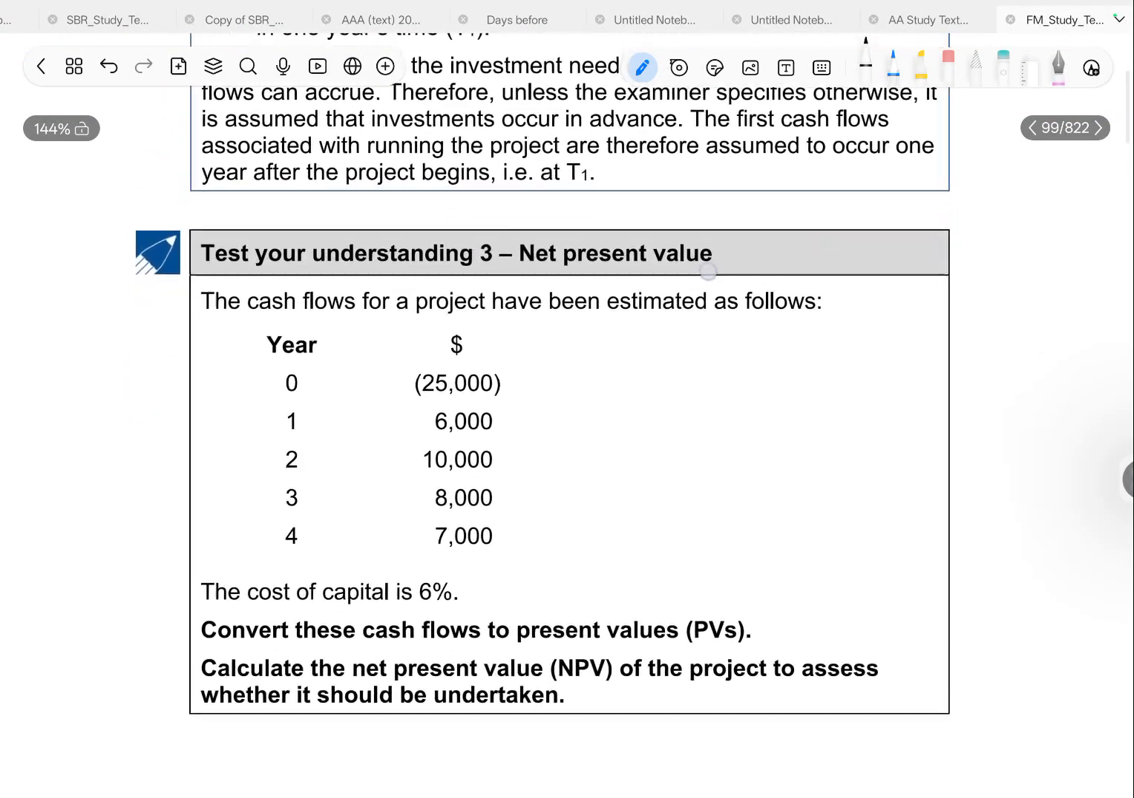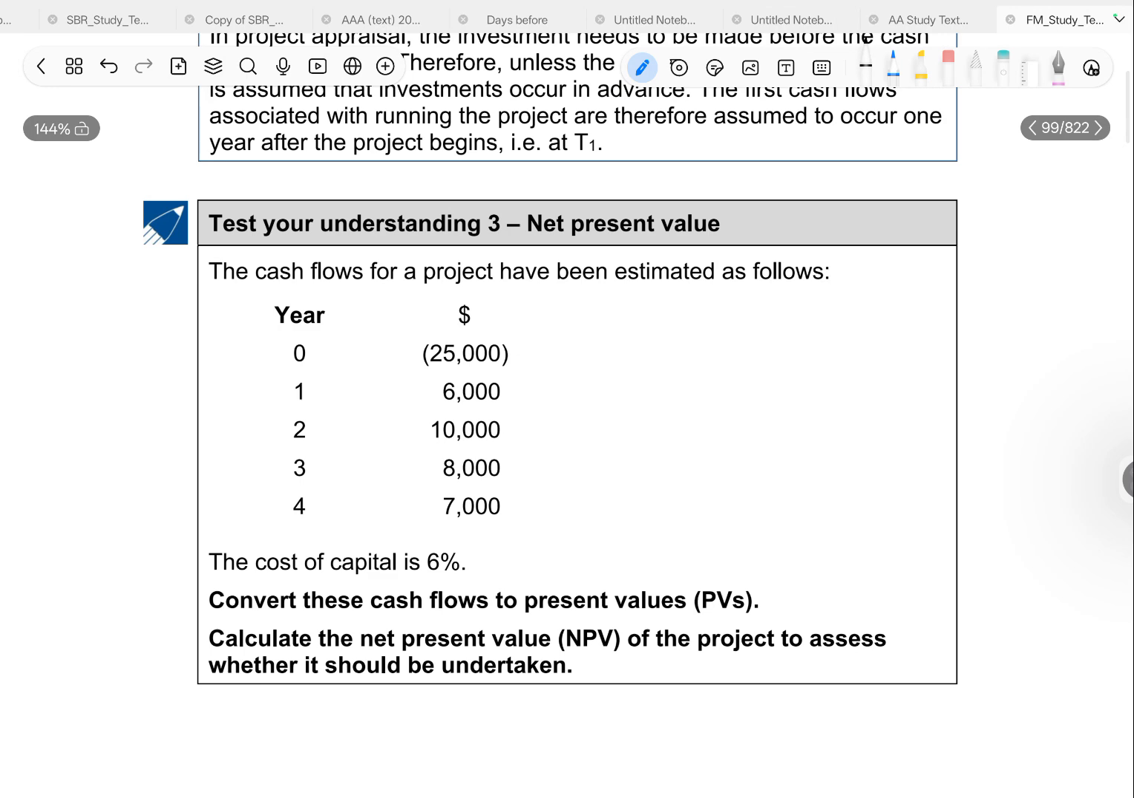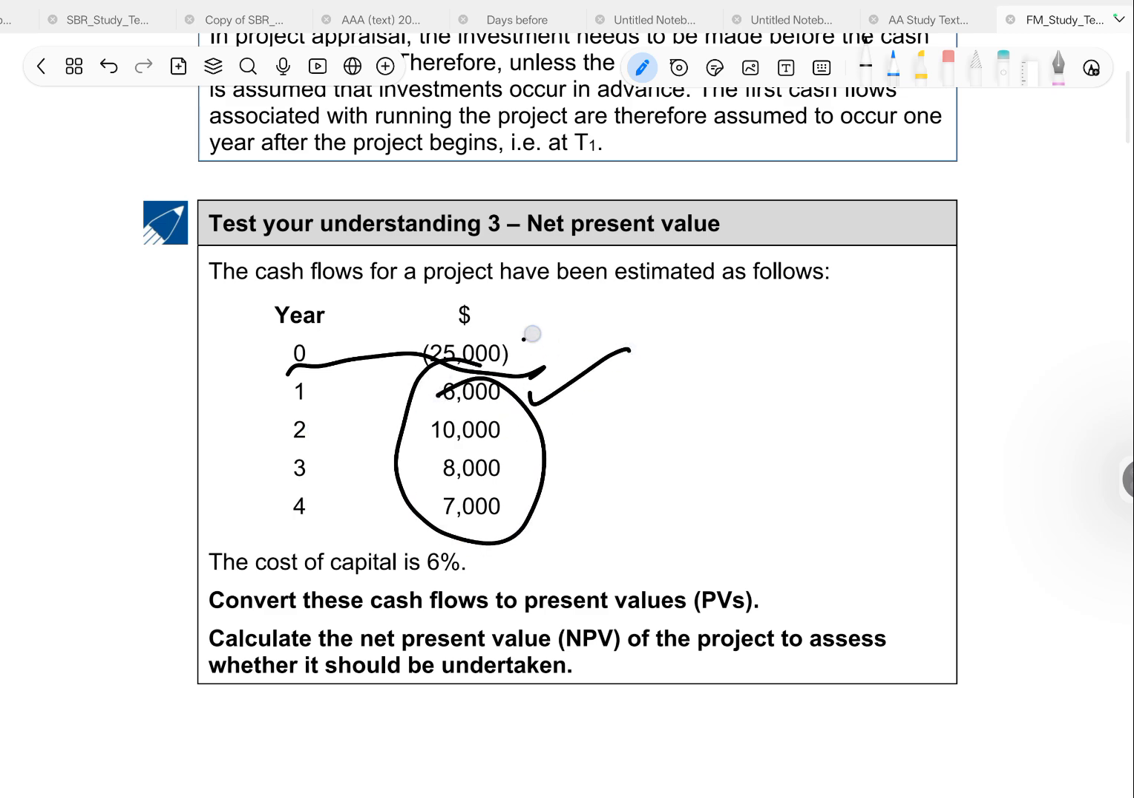So let's have an example question. Suppose a project has the following cash flows: at year 0, minus 25,000, and at first year, 6,000 inflow. These are the inflows. This is a cash outflow. And the cost of capital is 6%. So what do we have to do? We have to convert these cash flows into their present values, and calculate the net present value of this project to assess whether it should be undertaken or not.